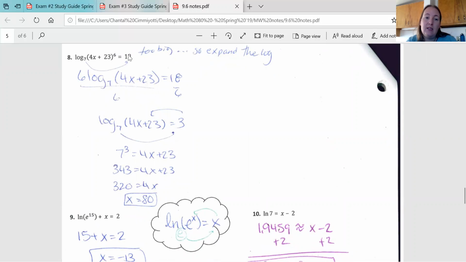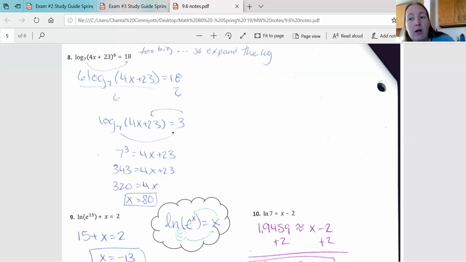Okay, 7 to the 18th is too big for your calculator, so you'll want to expand it. So use your rules. If you have an exponent, that becomes a coefficient, and then I can isolate my log, and now all of a sudden the situation is a lot smaller. It's just 7 to the 3rd rather than 7 to the 18th. It's still equivalent, but it's able to be then solved using your calculator. 7 to the 3rd, 343, dividing 23, and then dividing by 4.